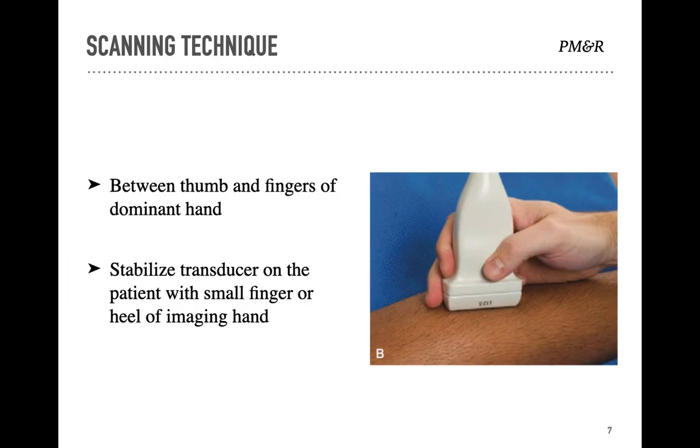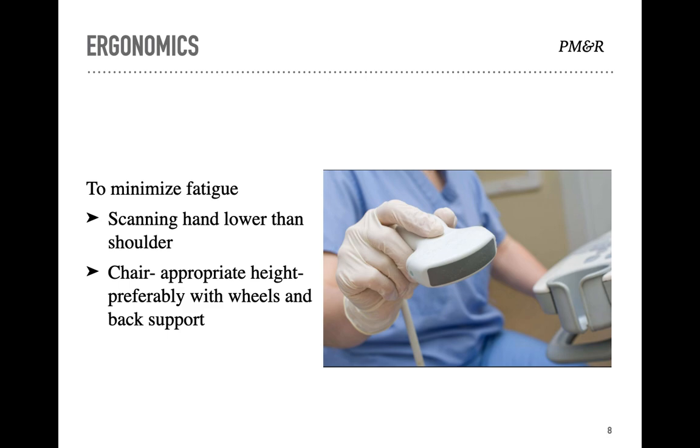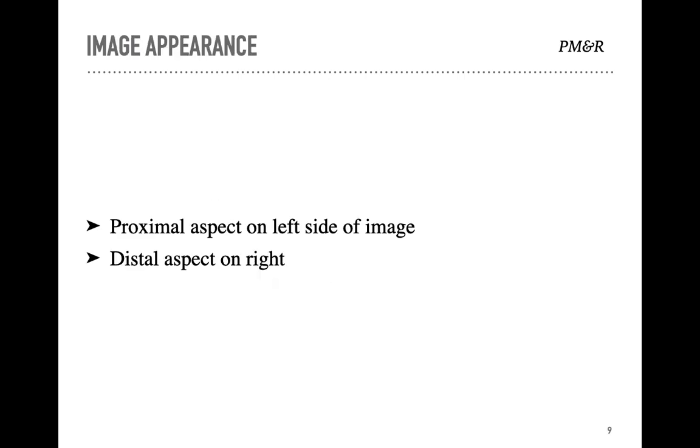The scanning technique is very important. When you hold the probe, you always hold it like a pen between the thumb and fingers of the dominant hand. The transducer can be stabilized on the patient's skin with the heel of the imaging hand. Regarding ergonomics, to minimize fatigue, make sure the scanning hand is lower than the shoulder, and the chair should have good back support, preferably with wheels so that we can move freely.